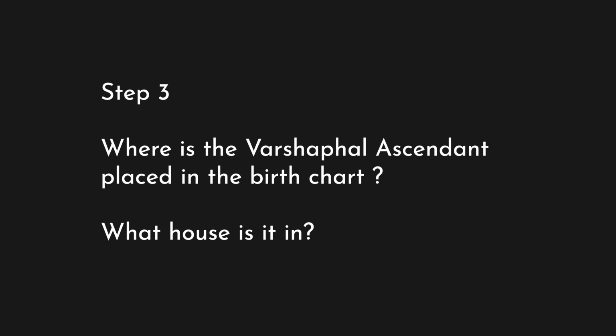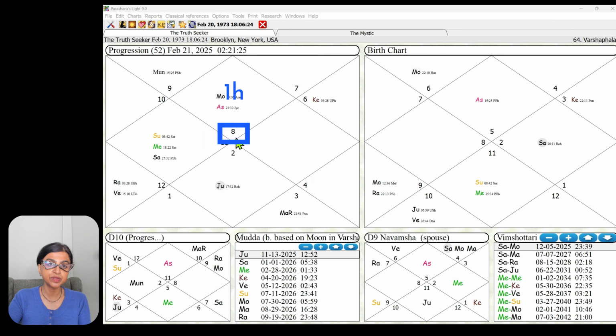Step number three is we look at the Varshaphal ascendant, which is Scorpio. And we see in the natal chart, Scorpio is in the fourth house. This also tells us that there is some movement, dynamic change with fourth house things. We can also see what is aspecting the ascendant in the Varshaphal. We see that Saturn has a 10th aspect, and we know Saturn's 10th aspect can be about career. And then we see that Rahu is also aspecting the ascendant.